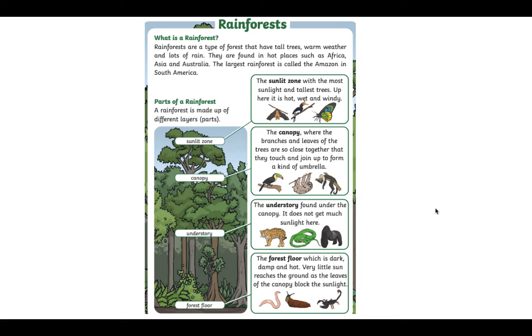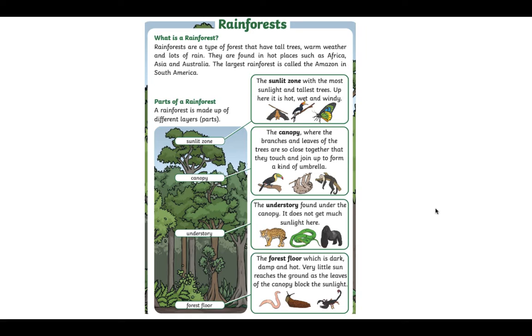Parts of a rainforest. A rainforest is made up of different layers or parts. The sunlit zone with the most sunlight and tallest trees. Up here it is hot, wet and windy. The canopy, where the branches and leaves of the trees are so close together that they touch and join up to form a kind of umbrella.